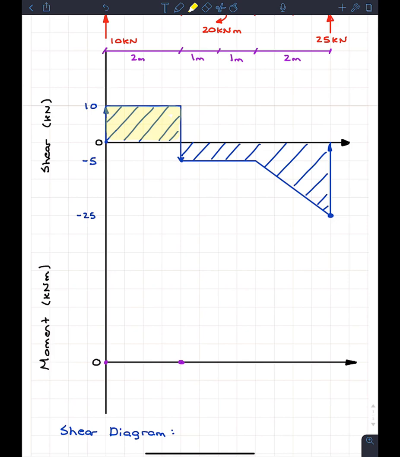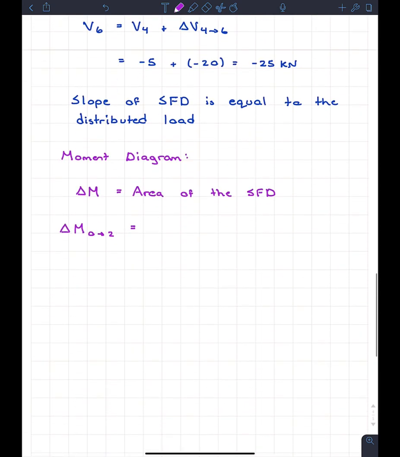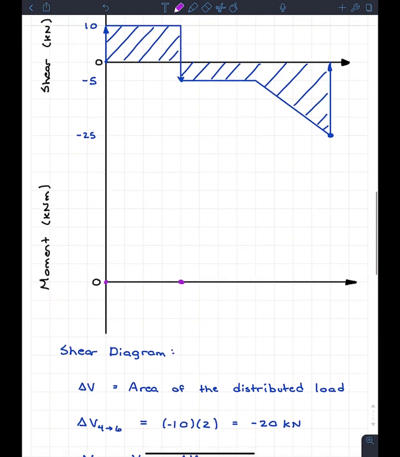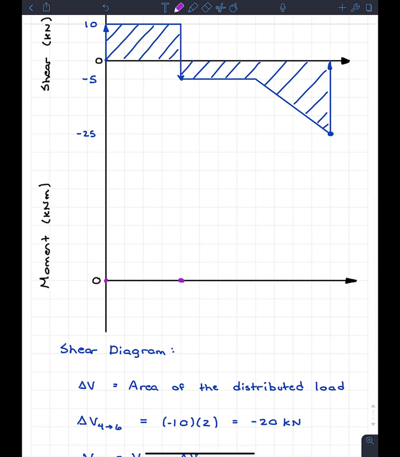So our total area between these two is going to be 10 times 2. So we're going to come down here, and we're going to write the moment. It's going to be 10, and it's a positive shear, and then times 2 meters. So this is equal to 20 kilonewton meters. So we come up here, and we know that the moment here is going to be 20. So this point right here, 20.